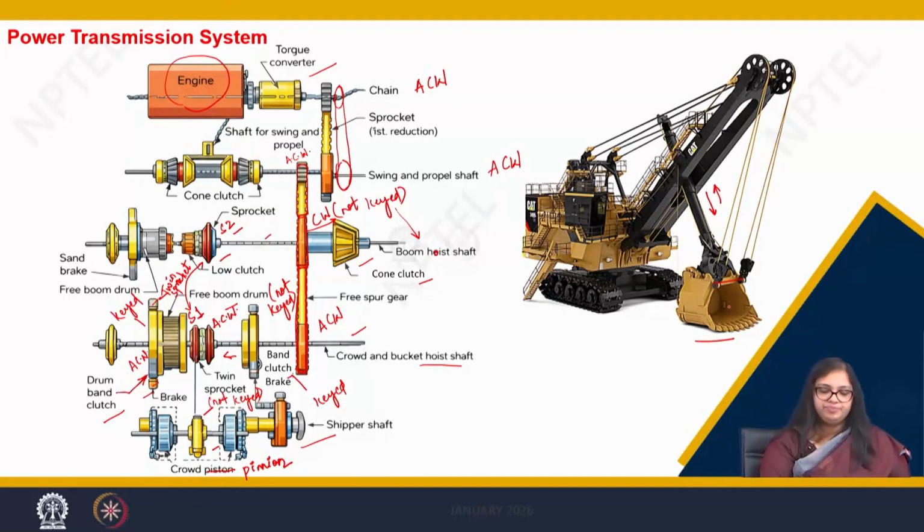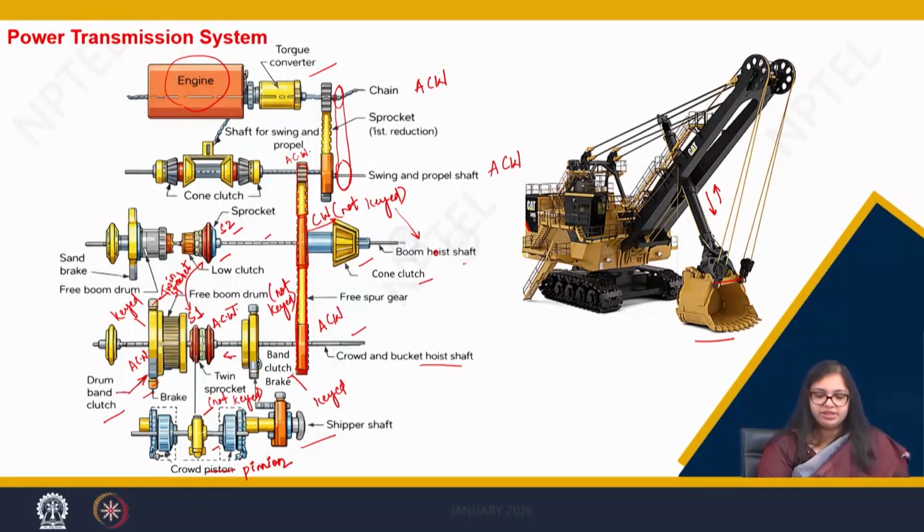Now, when my dipper stick has to move back, this band clutch has to be disengaged and this cone clutch on the boom hoist shaft has to be engaged, which activates the second sprocket of my twin sprockets, which makes it move in clockwise direction. That leads to the clockwise movement of the sprocket on the shipper shaft and the clockwise movement of the crowd pinion, leading to the backward movement of the dipper stick.